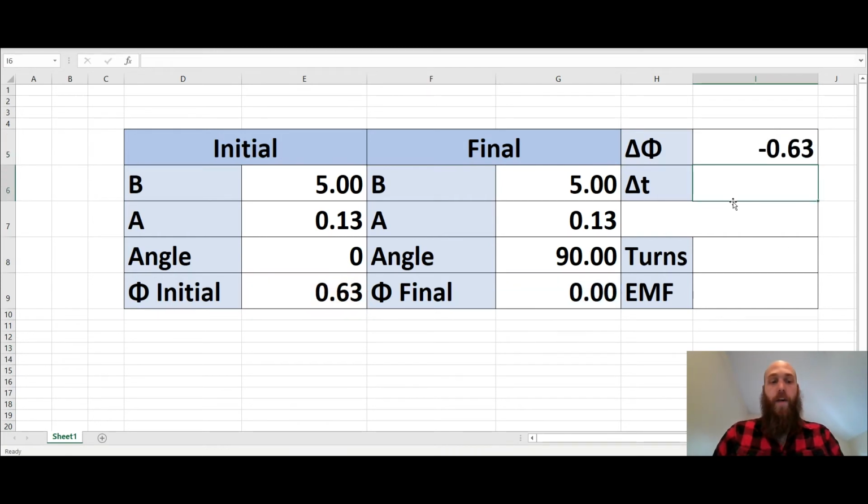And we know that our time that it took to do this was 1 second. We know that we had 10 loops that went into this. So it's just going to be 10 turns times the change in flux over time. And so we end up with, don't forget to make this negative like I did. And so we're going to end up with an EMF of about 6.3 volts.